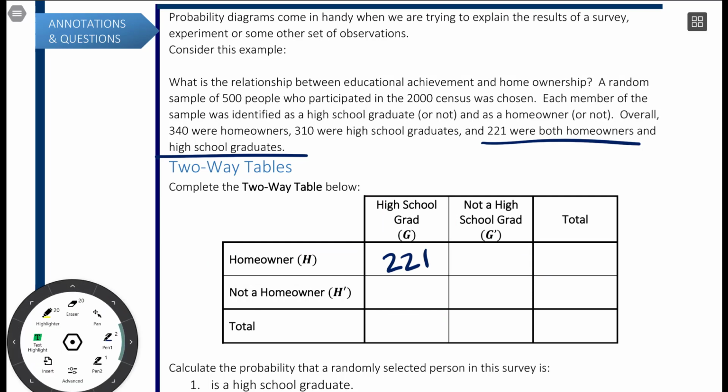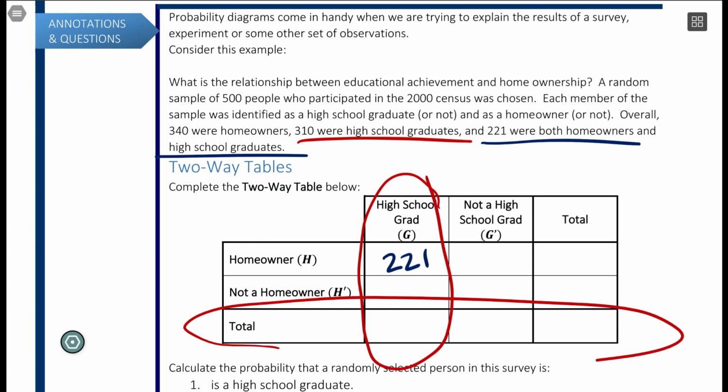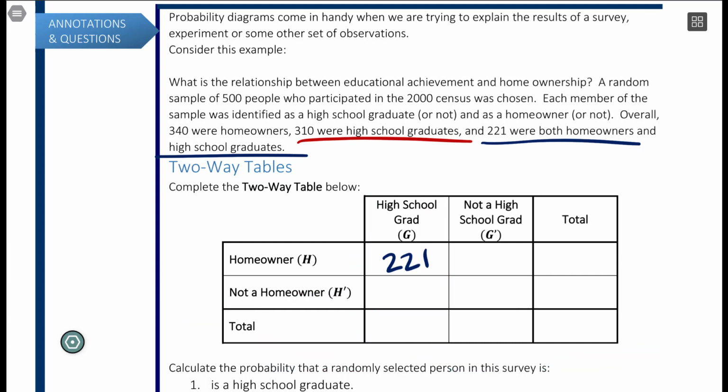221. Next, we can see that there are 310 total high school graduates. So that means we are looking at this one right here. Well, intersection with what? With the total, right? It said overall there were 310 high school graduates, so the intersection for that is going to be right down here. So intersection just refers to one cell, and it is where the rows and columns that correspond to what you're looking at combine.